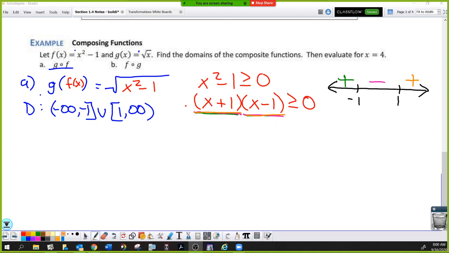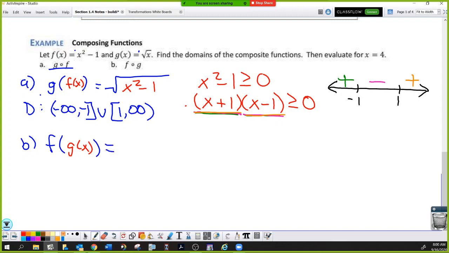So I know how to find the domain of a function. Now let's do part B, composing in the other order. This time we're going to take G and plug it into F. So let's say we have F of G of X, and my two functions will switch colors now. G of X is the square root of X.